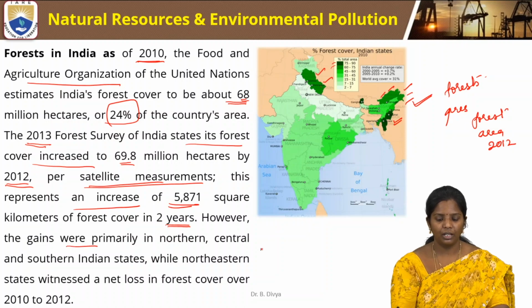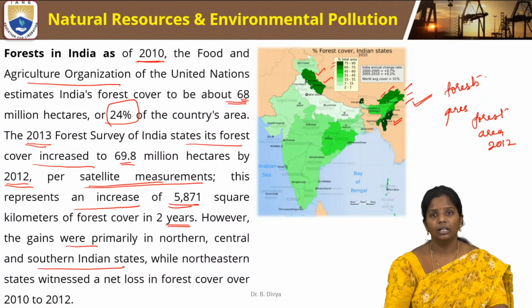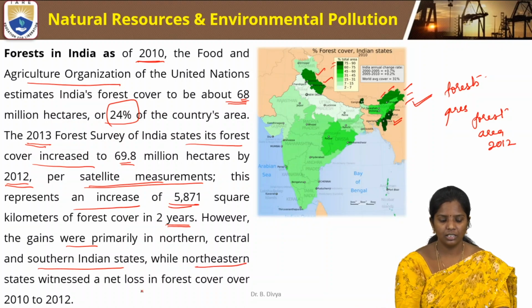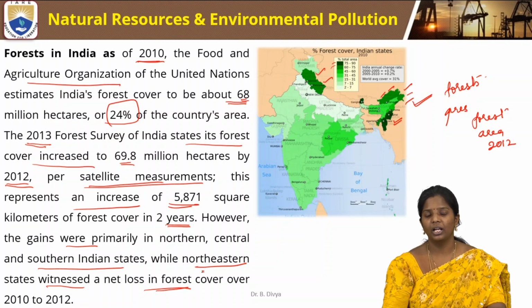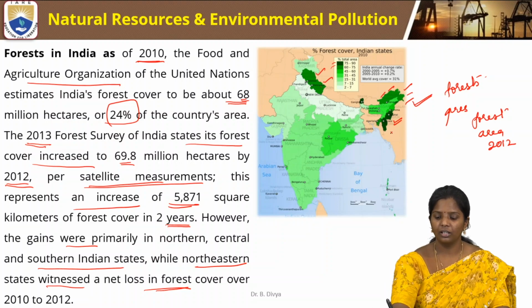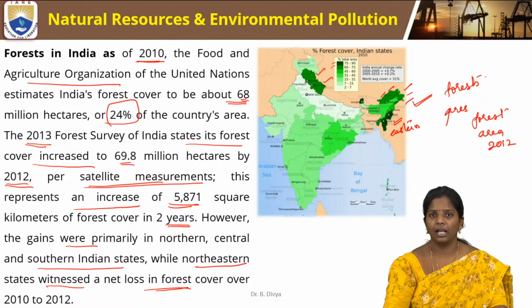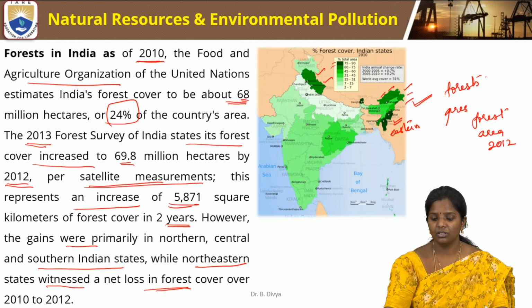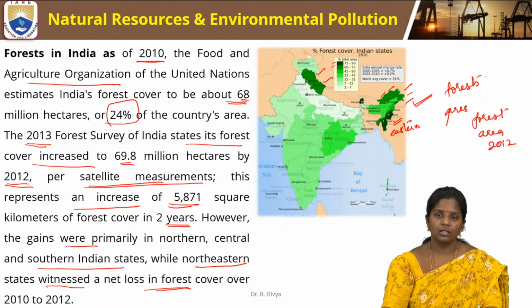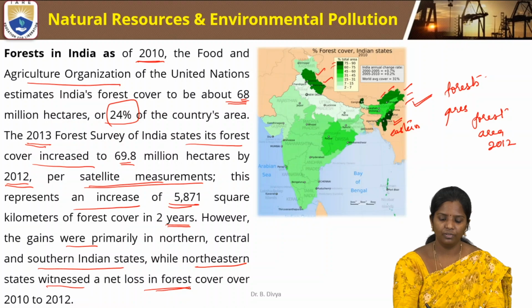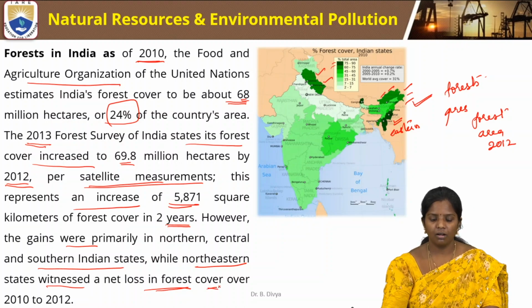However, the gains were primarily in the northern, central and southern Indian states, while the northeastern states witnessed a net loss of forest cover area over 2010 to 2012. It means the net forest area in the eastern states has been reduced. That could be due to various factors. For habitational purposes also, we cut down the trees, and for reservoir or dam construction also. So that is how we have witnessed some loss in the northeastern states in 2010 to 2012.